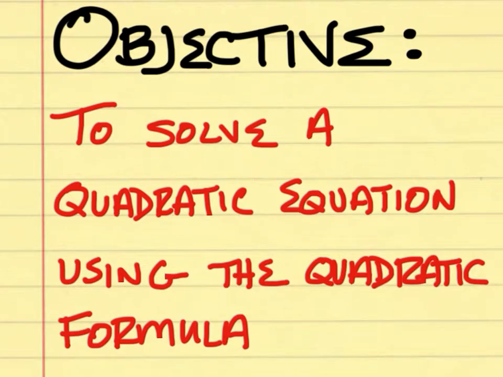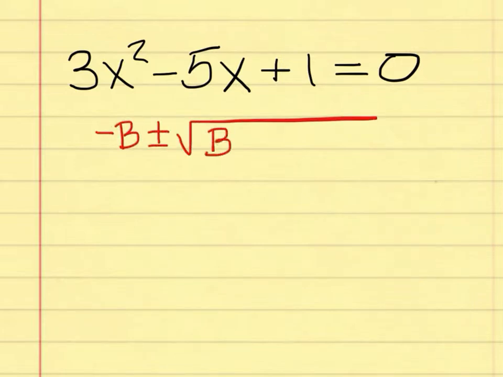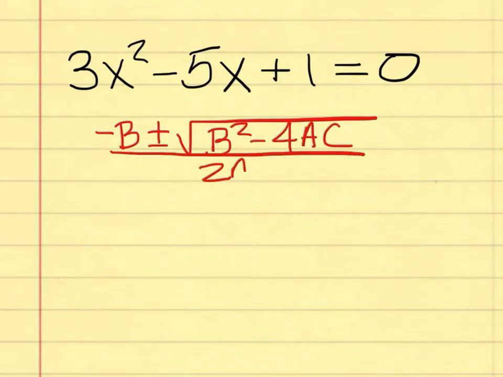The objective today is to solve a quadratic equation using the quadratic formula. The problem is 3x squared minus 5x plus 1 equals 0. What is my first step on this problem, Garrett? Yes, you can write the formula, so we'll give her a point. And the formula is negative b plus or minus the square root of b squared minus 4ac over 2a.